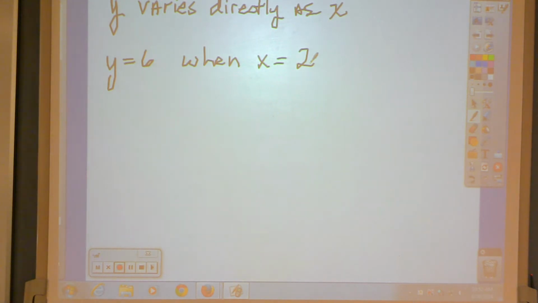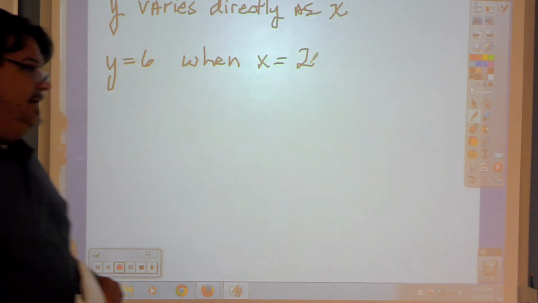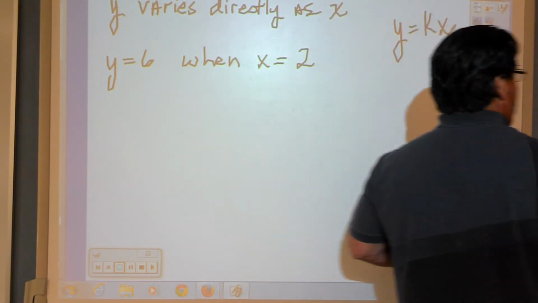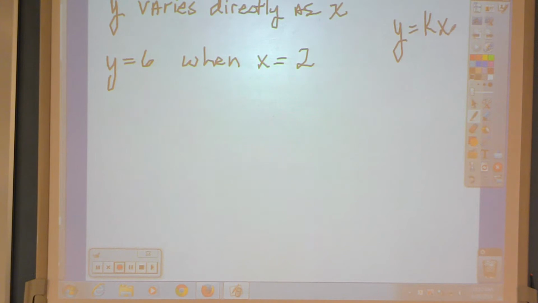Now, what is the variation constant? What letter is the variation constant? Where did y equals kx come from? We haven't gone over direct and inverse variation. Okay, well, I'll go over it today. I had y'all mixed up with the 155. Okay, then let's go to the next page and we'll do it.